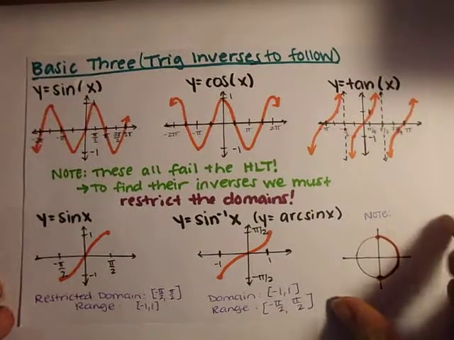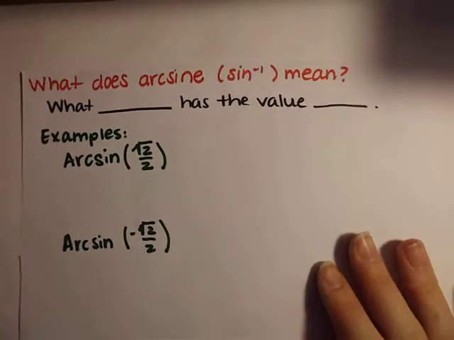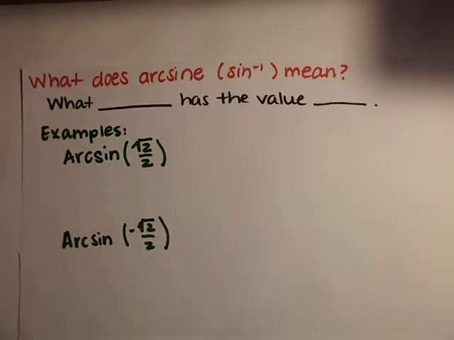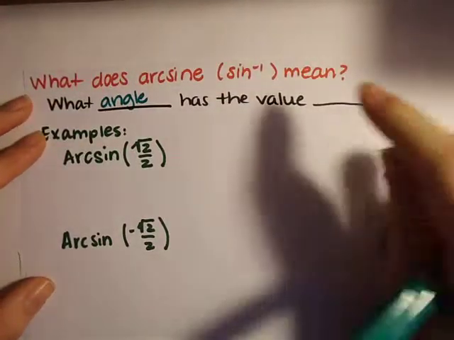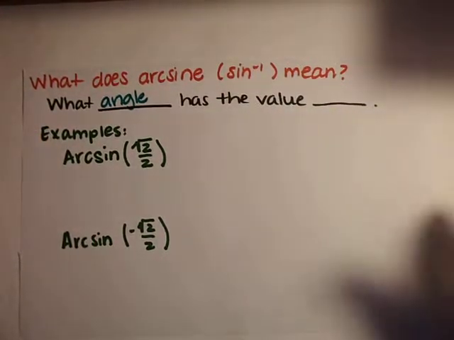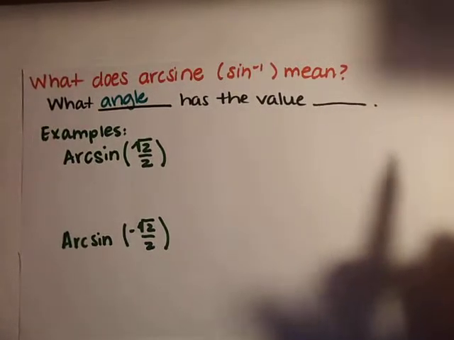Alright, so now let's try to figure out what exactly arc sine and inverse sine mean. Essentially you're trying to say, what angle has the value of blank. So arc sine of x equals blank. It's saying, what angle has the sine value of x.